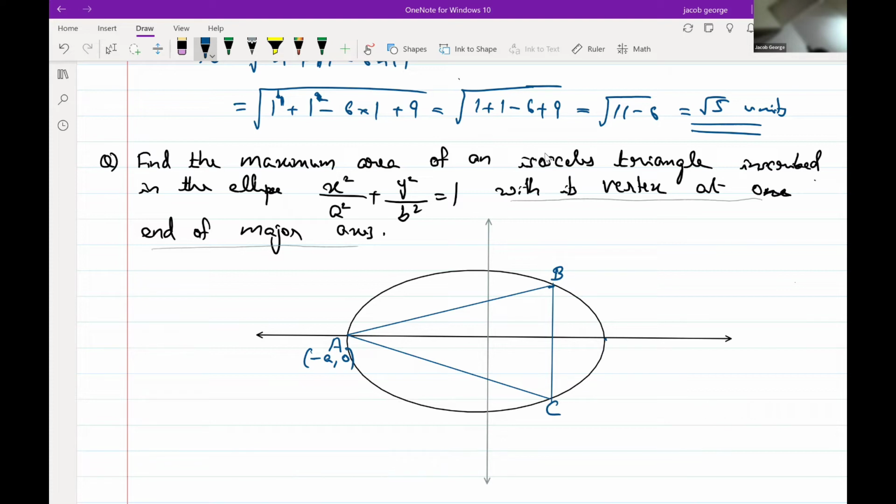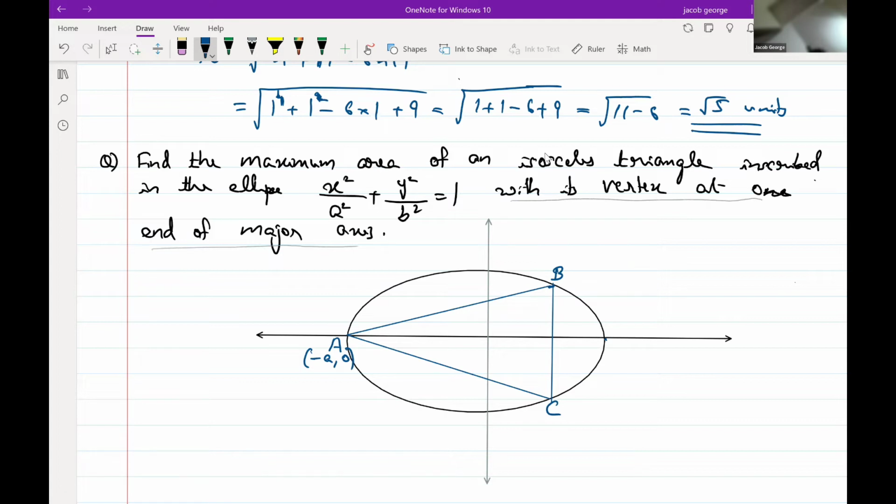So look at the isosceles triangle as per the question. It is clearly inscribed in the ellipse with its vertex at one end of the major axis. So here capital A is the vertex at one end of the major axis. Okay, major axis, all of you know. So capital A is one end of the major axis.